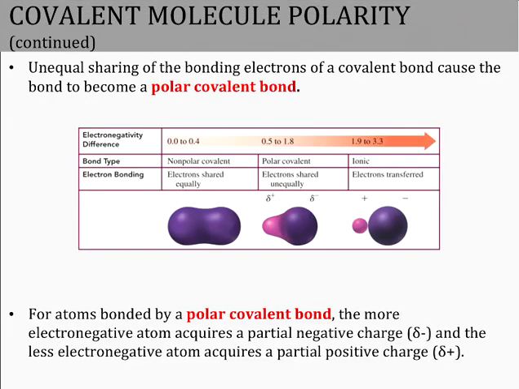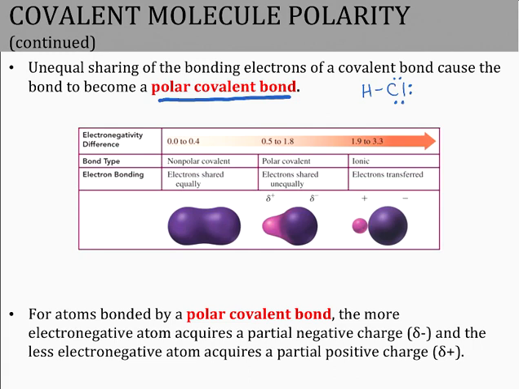So unequal sharing of the bonding electrons of a covalent bond causes the bond to become what's called a polar covalent bond. So the way we're going to determine if a bond is polar is by taking the difference between electronegativity values. So let's look at hydrochloric acid, for example, HCl. And here is the Lewis structure for HCl.